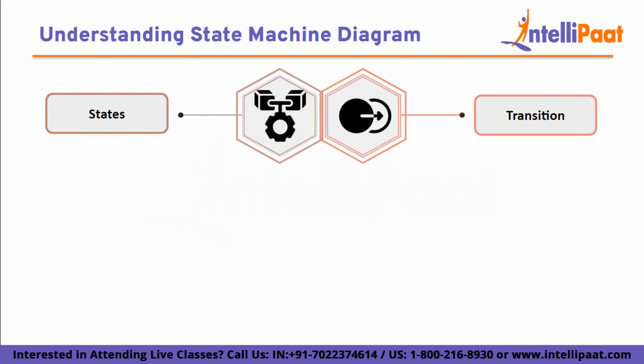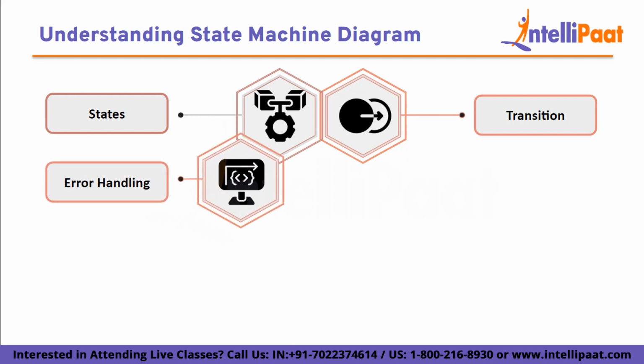Then we have transitions. Arrows connected to the states indicate the flow of control from one state to another. These transitions define the order in which the states are executed. Depending on the outcome of the state, the machine decides which state to go to next. Transitions can be based on success, failure, or other conditions.